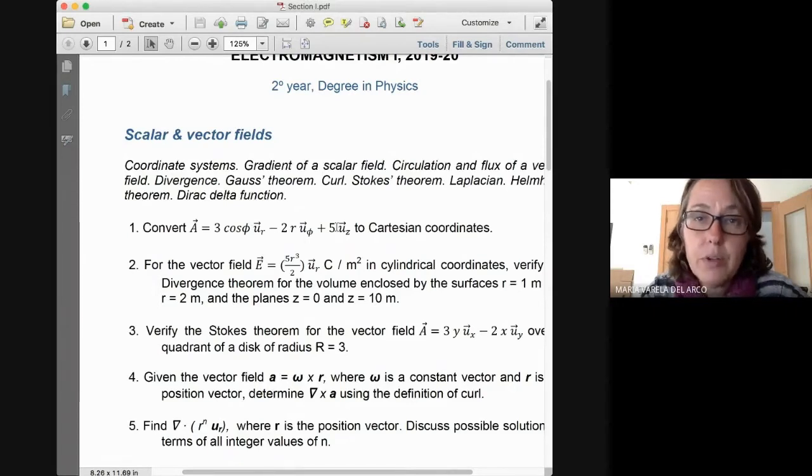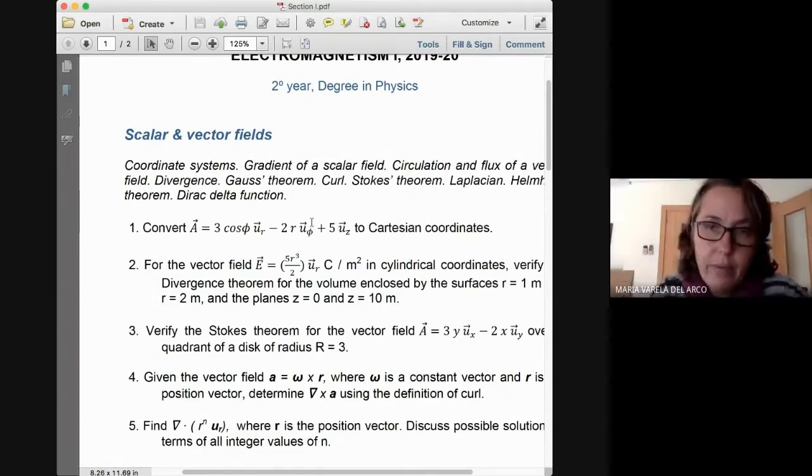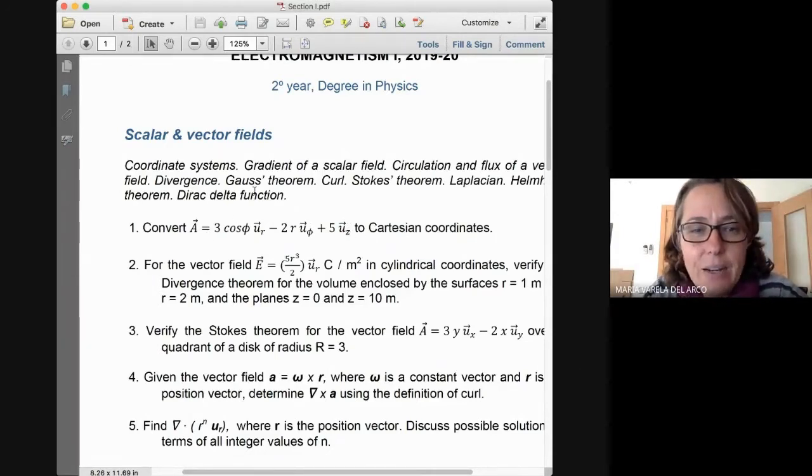Okay, it's important to know because in spherical we have two different angles, but here for the time being we only have one. It's calling it phi, but it could very well be the theta, the polar angle that we have in cylindrical. And then we have here a z component. This is just cylindrical. So this is a field in cylindrical coordinates. We have to convert to Cartesian. We're going to talk about this right in a moment.